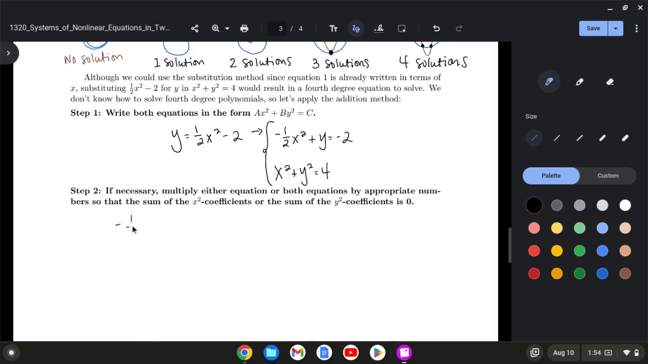So in this system, you'll notice that in our first equation, we have a negative 1/2 as our coefficient. But in our second equation, we have a coefficient of 1. So in order to get the sum of our x squared terms to be 0, I'm going to multiply the second equation by a positive 1/2. Remember, I'm multiplying every term in this equation by 1/2. We get 1/2 x squared plus 1/2 y squared equals 4 times 1/2, which is 2. And then our first equation stays the same.